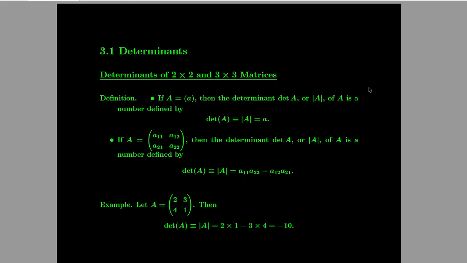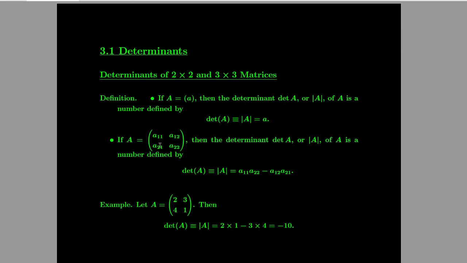The first two are simple: 2x2 determinants and 3x3 determinants. And by the way, determinants are for square matrices. For a square matrix, we can define a determinant. Now look at how we define the 2x2 determinant.